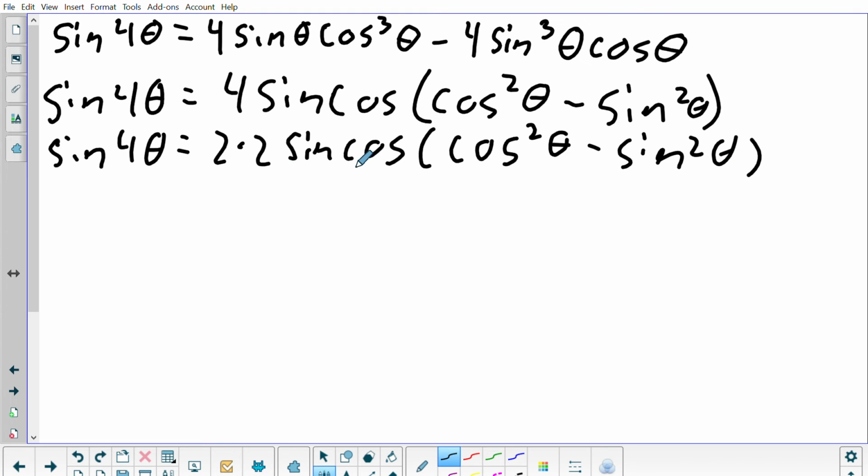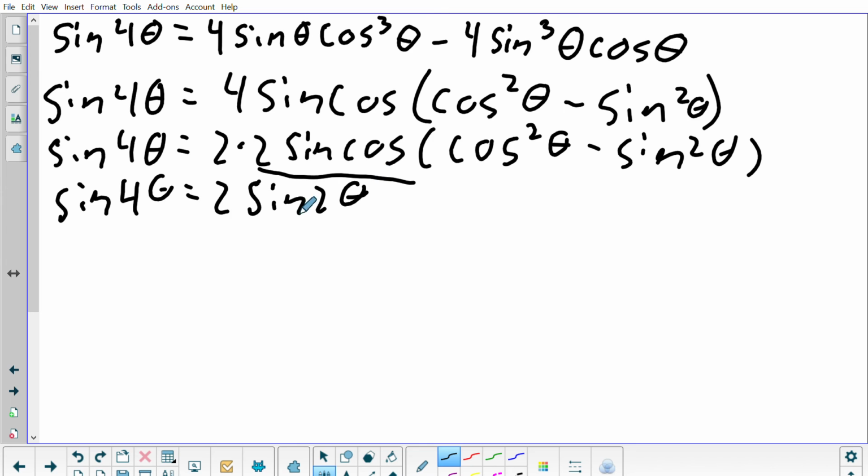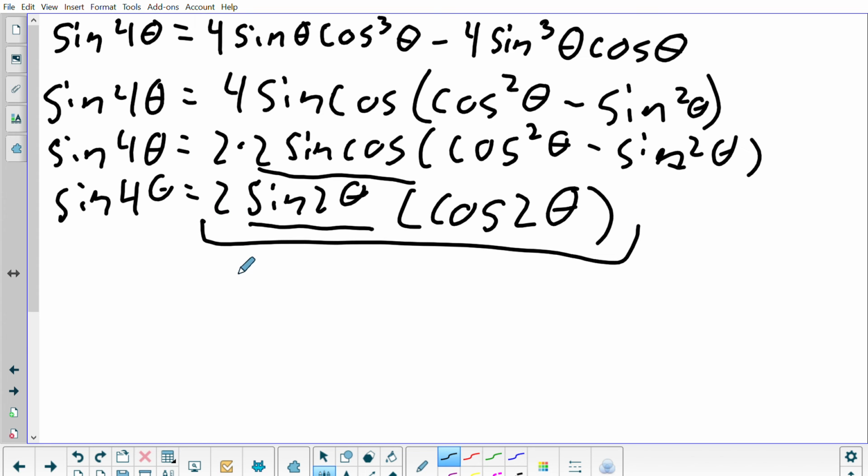So 2 sine cosine is the same as sine of 2 theta. So 2 sine cosine, this right here, turned into this here. And then I'm going to change cosine squared minus sine squared, which is the same as cosine of 2 theta.